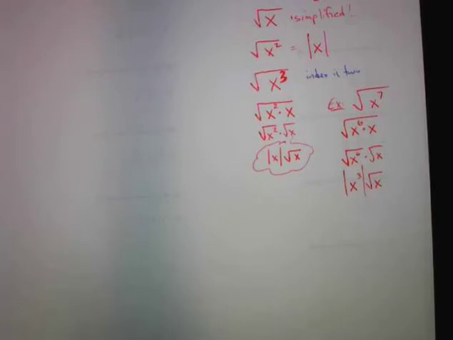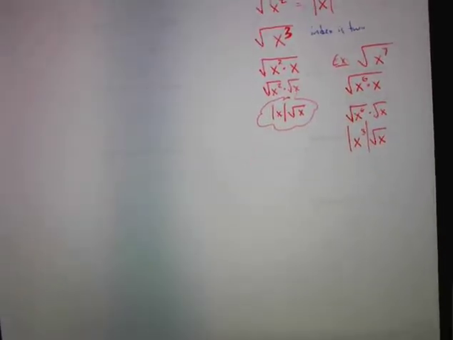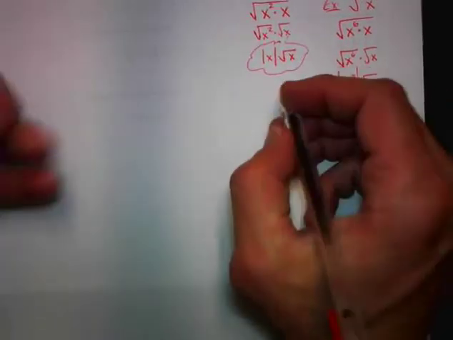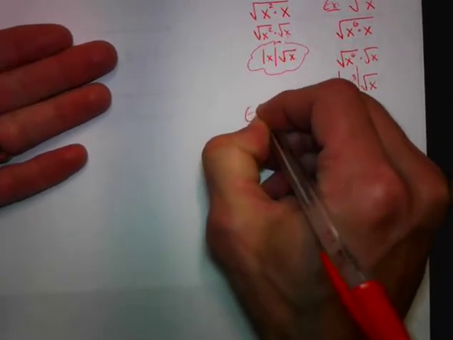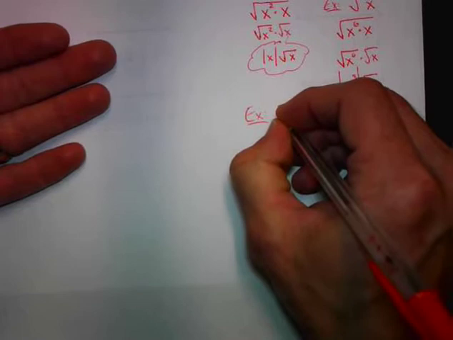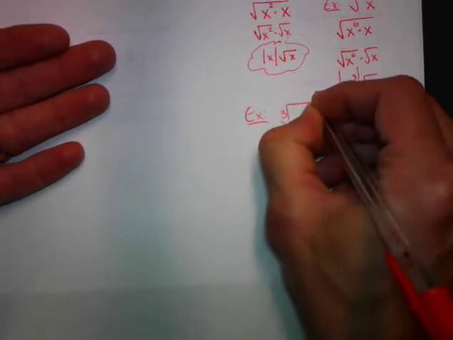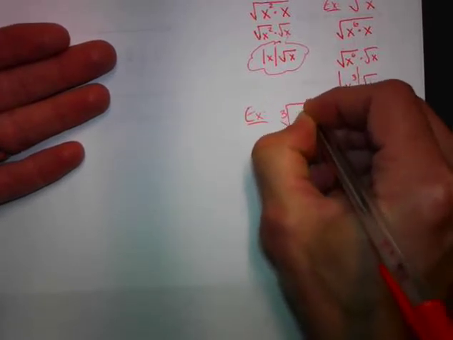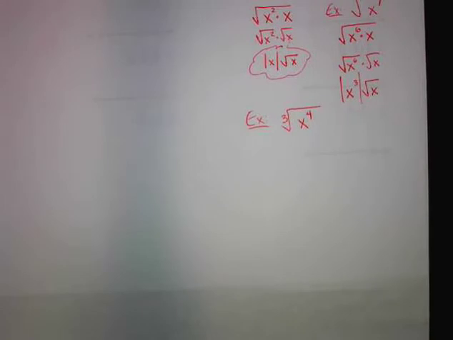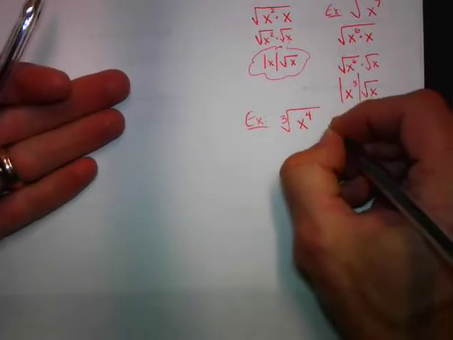All right, so far so good? I hope so, because now let's think a little bit more. I'm going to challenge your thinking. Let's say I had the cubed root of x to the 4th. How in the world are we going to address that? The cubed root of x to the 4th. Now the index is 3.